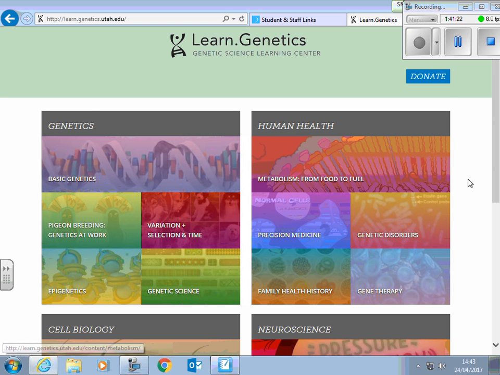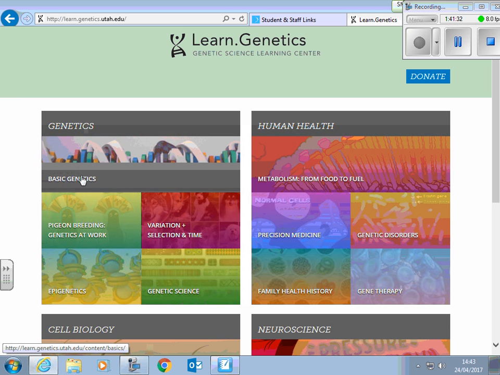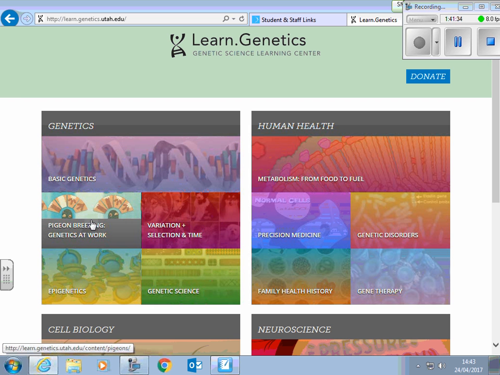And it had got quite a few things in other than just genetics. So although it's called Learn Genetics, you've got this section up here on the top left, you've got basic genetics, pigeon breeding, you know, because you all do that as a hobby, don't you? The pigeon breeding bit is sort of what's behind Charles Darwin's, a lot of Darwin's writing was talking about domestic chickens and pigeons. Variation and selection, variation, selection and time, epigenetics, that's a useful bit. Genetic science, well, let's just have a look in there.